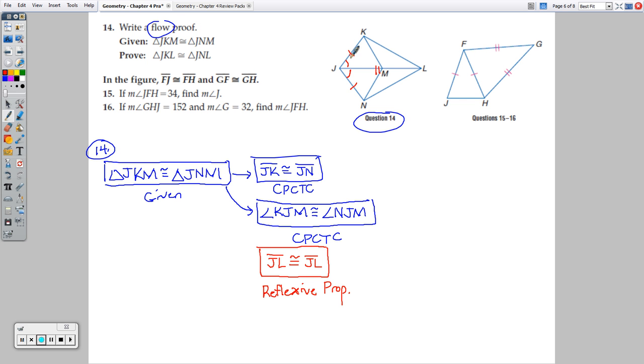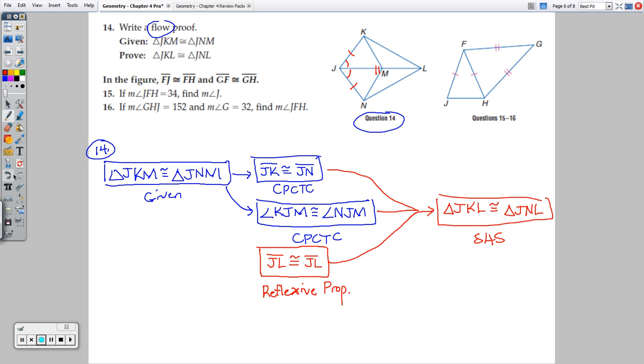And now I have side, included angle, and a side matching with the side, included angle, and a side in both of those larger triangles right here, JKL and JNL. That means all three of these ideas can flow together to tell me that what I'm trying to prove is true, that JKL is congruent to JNL by side, angle, side. Let me write that S a little nicer there. So side, angle, side.